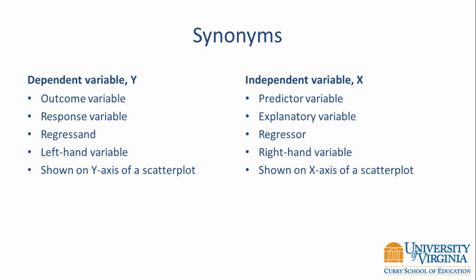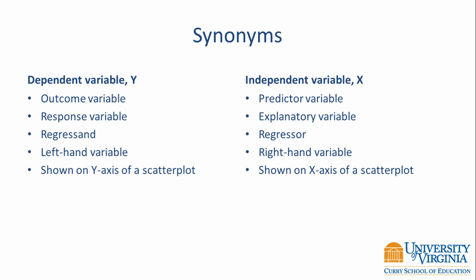You may hear people use different terms when discussing regression. It's important to know which ones are synonyms. The outcome variable is also referred to as the dependent variable, the response variable, the regressand, or the left-hand variable. It is the left-hand variable because it appears on the left side of the regression equation. In a scatter plot, we put the outcome variable on the y-axis.